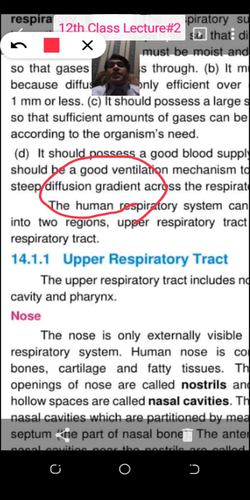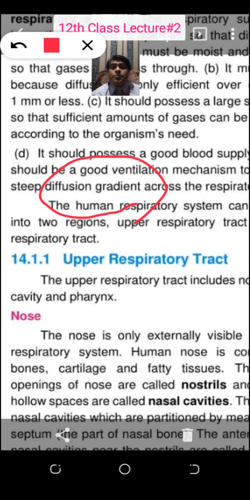So the diffusion gradient, what is that? You have to create the pressure gradient. What is the pressure gradient? The difference between high concentration and low concentration is called a pressure gradient. Now you will ask, sir, how does the pressure gradient develop?